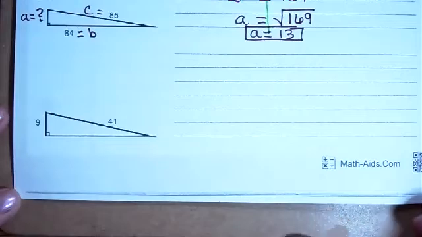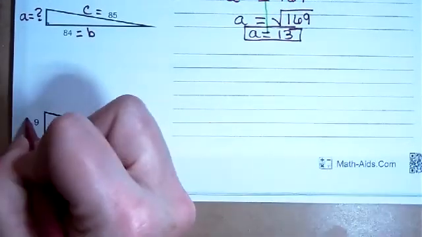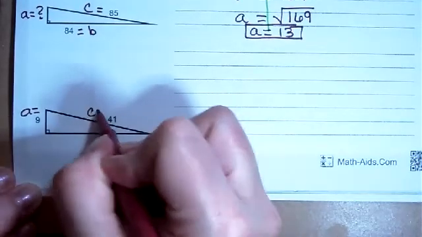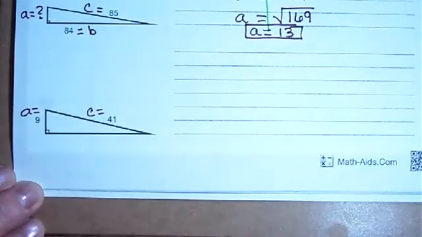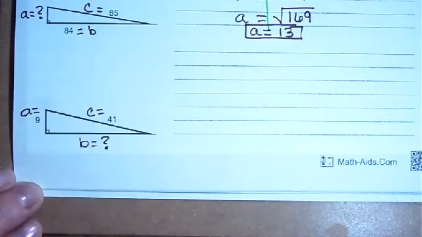Okay. Example 4 at the bottom. It's telling me that A is equal to 9, and it's telling me that C is equal to 41. I am missing B. So this one is going to be like the second example, when I'm looking for B, not A.